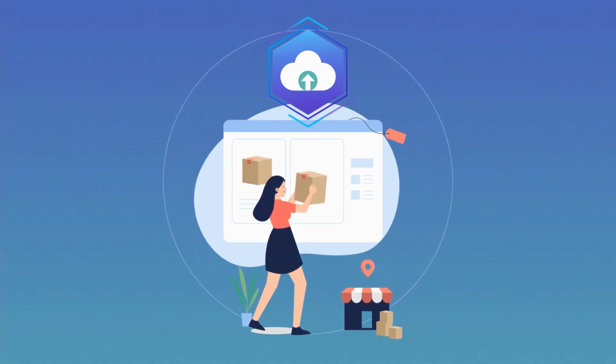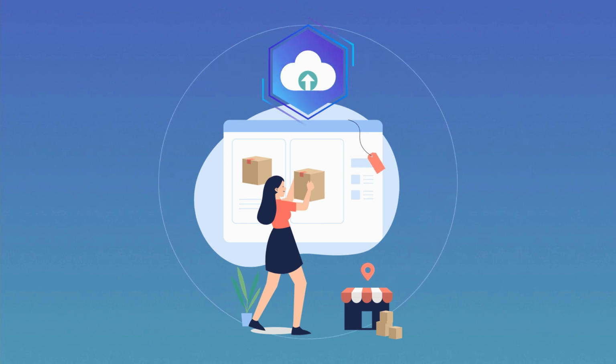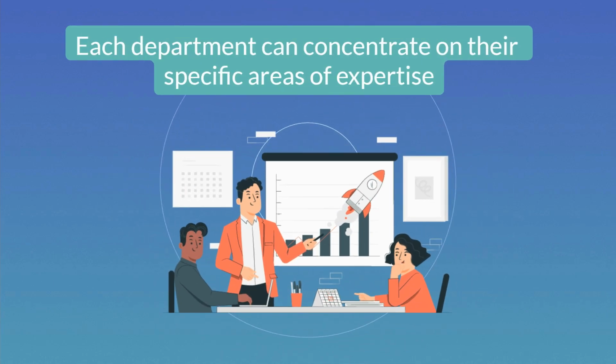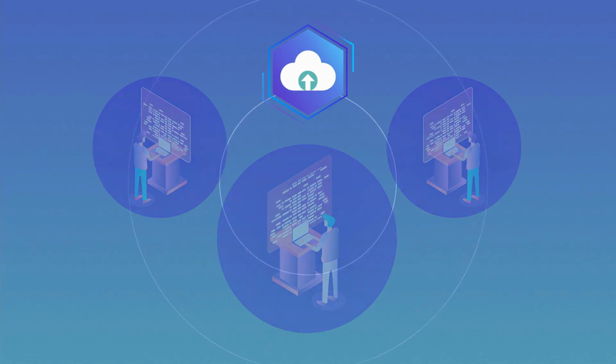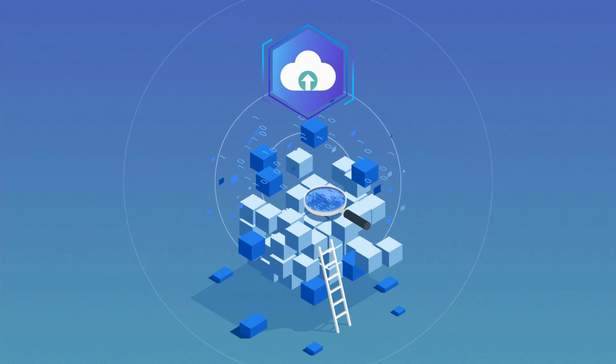Meanwhile, the warehouse department can focus on product packaging and storage details. This division of labor not only saves time but also ensures that each department can concentrate on their specific areas of expertise. Once all relevant departments have completed their sections, the master data department steps in.